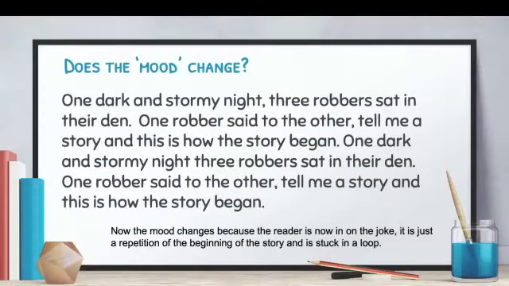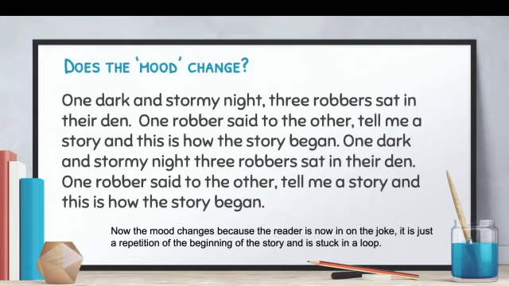So let's look at this again. Does the mood change? "One dark and stormy night, three robbers sat in their den. One robber said to the other, 'Tell me a story.' And this is how the story began." "One dark and stormy night, three robbers sat in their den. One robber said to the other, 'Tell me a story.' And this is how the story began."